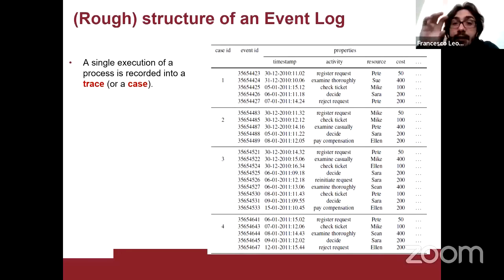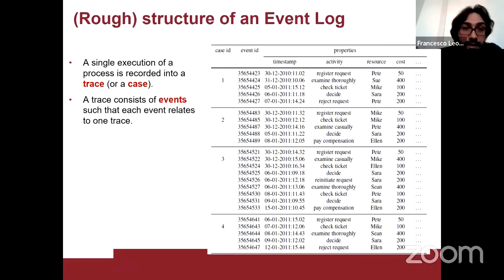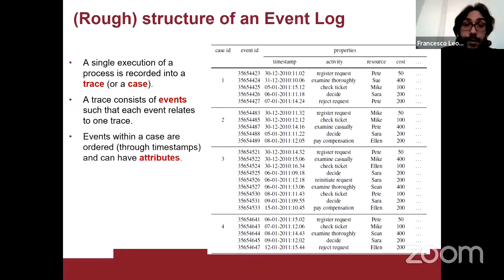With event IDs, with timestamps, with the name of the activity, with the name of the resource that performed that particular activity, with the cost of that particular activity, where the cost is something very generic, can be computed in several different ways. And then each trace consists of events. So basically, each trace is a potentially different way of performing a specific process.